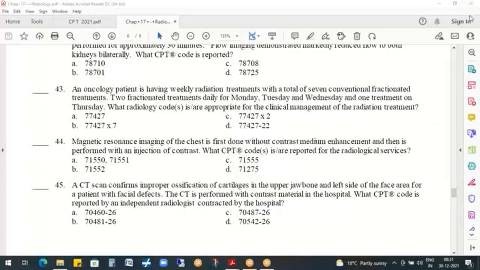Radiation treatment delivery is 77402. Under the guidelines, do not report 77402 in conjunction with 77373. What does it mean? It means you cannot quote those two codes together. We will not bill 77402 and 77373 together. Either one can be billed. That's the meaning.